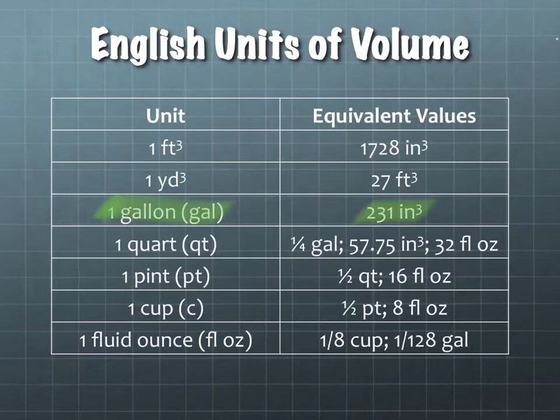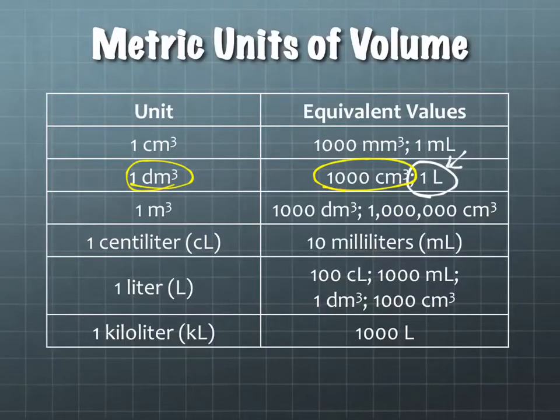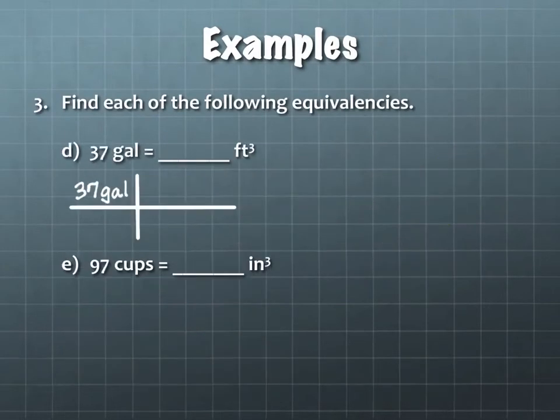1 gallon is 231 cubic inches. And because it's already given in cubic inches, I don't need to cube the 231. That's actually part of the conversion already. But like we said before, we really don't want it in cubic inches, we want it in cubic feet.